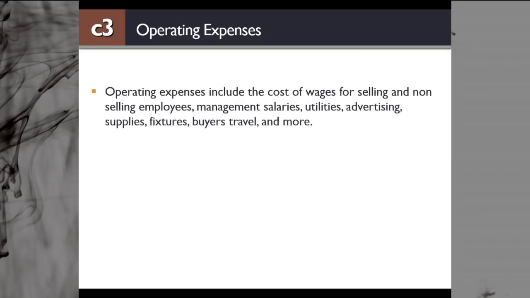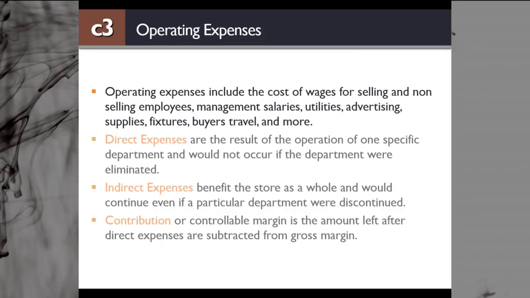So any expenses other than the cost of merchandise sold related to the business are going to be the operating expenses. To run the business, any cost involved other than the cost of merchandise sold is operating expenses. These expenses include the cost of wages for selling and non-selling employees, management salaries, utilities, advertising, supplies, fixtures, buyer's travel, and other. And also you can categorize these expenses into different categories.